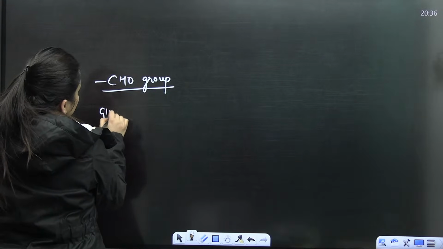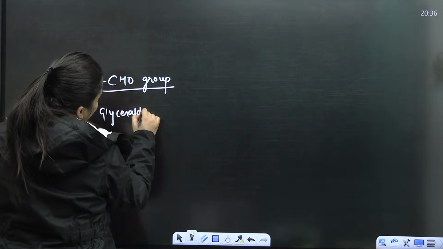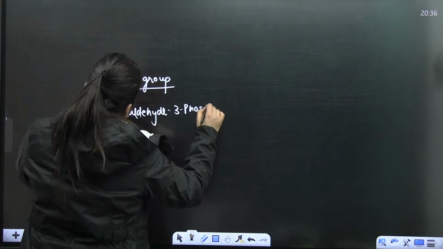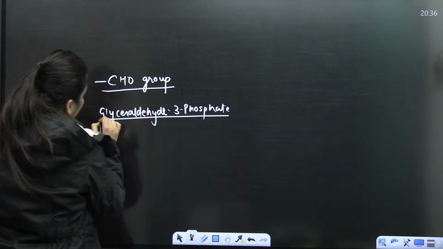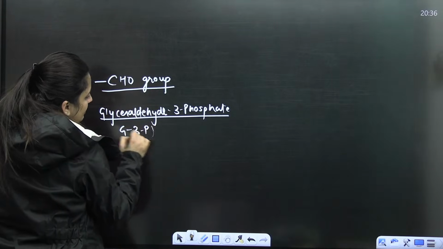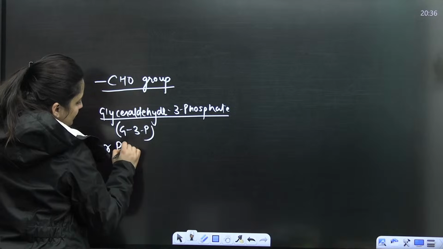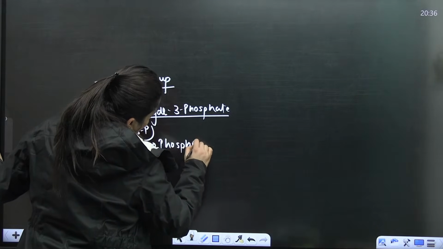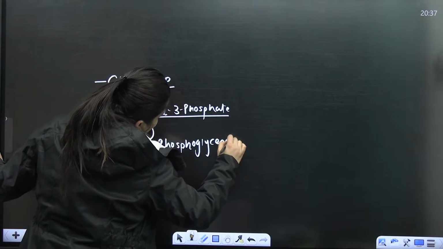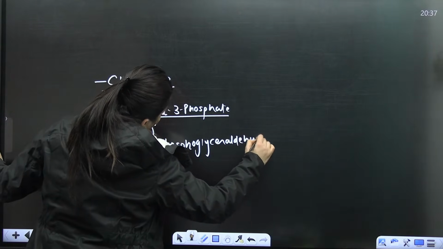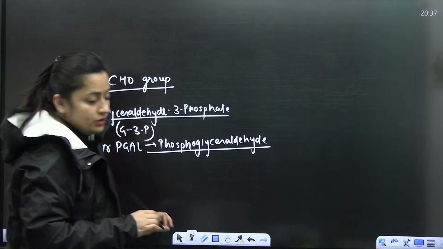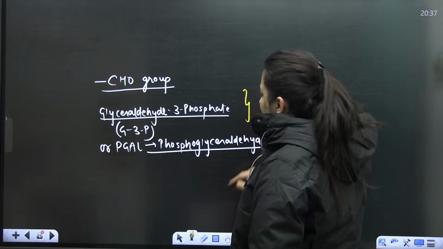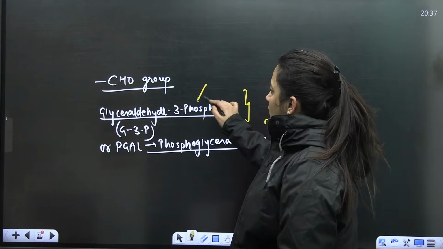I have seen students making this mistake, so please pay attention. If it is written as glyceraldehyde 3-phosphate, that is G3P, you can also write it as PGAL. That is phosphoglyceraldehyde. Is that clear? So just keep it in your mind, number 1.